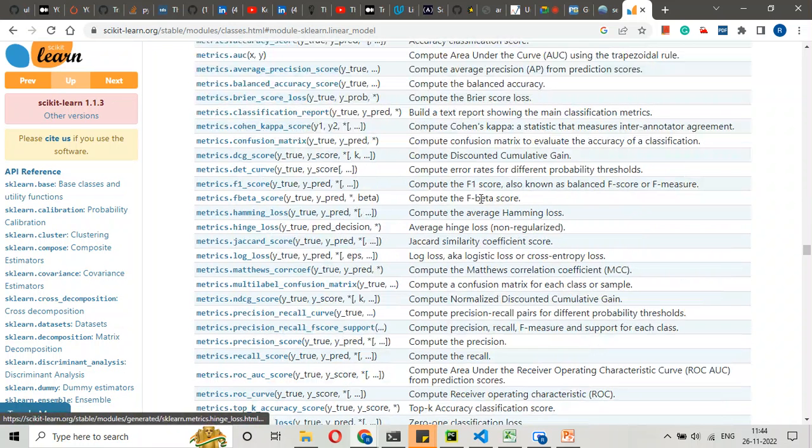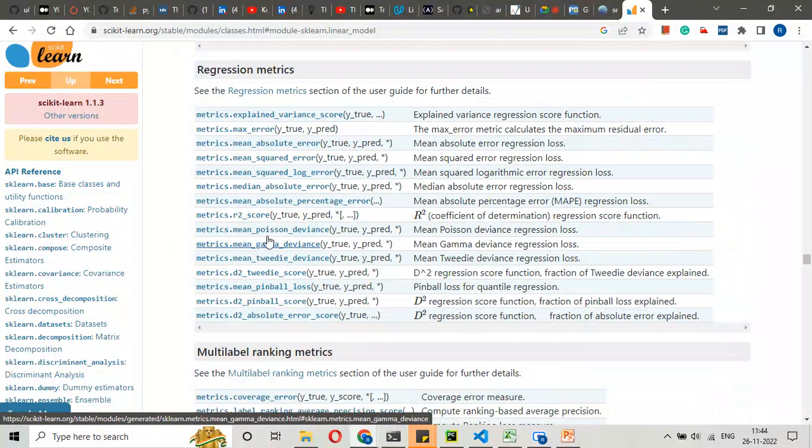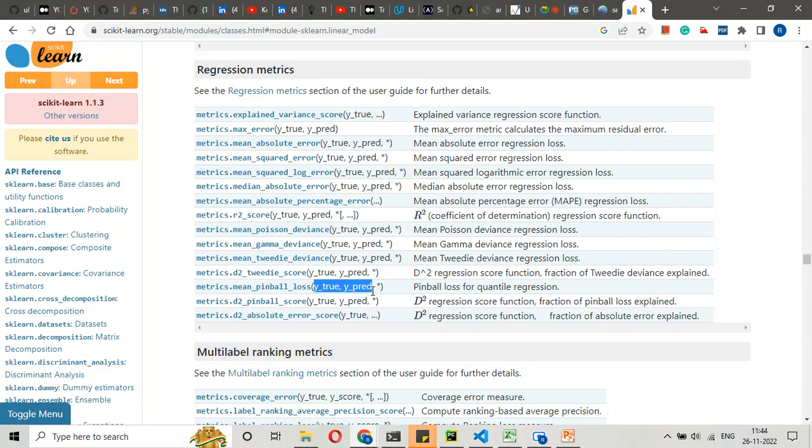They will also have other metrics to plot, like F score and Hamming loss, based on the data set. Different models will have different types of metrics. You can see regression metrics: max error, mean squared error, mean squared log error, median absolute error, mean absolute percentage error. This is what I was asking. R2 score, mean Poisson deviance. Many are already coded for you. You just have to pass the correct input to them.